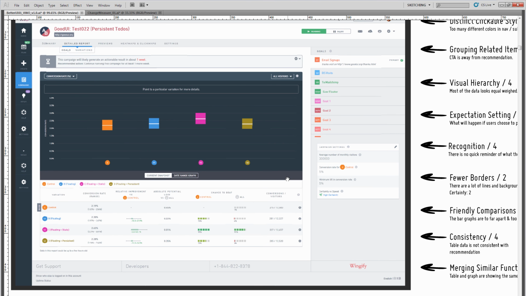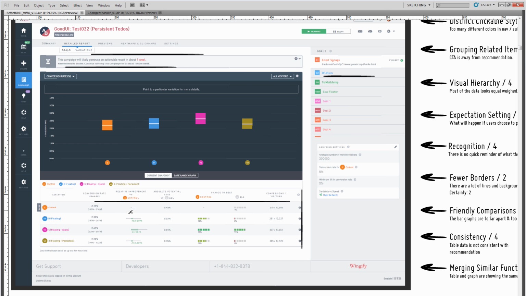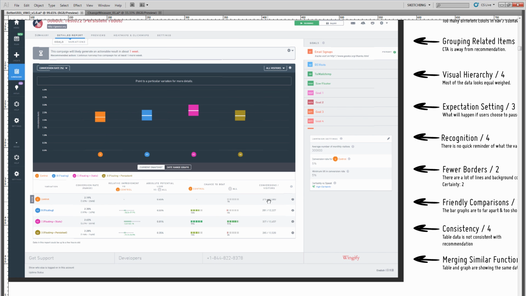Fewer borders. There's quite a bit of lines, background colors, divisions, zebras. Adds a lot of noise. All these little elements, they add up and they have to be processed or ignored by human brains. So I think there's some room for simplification.